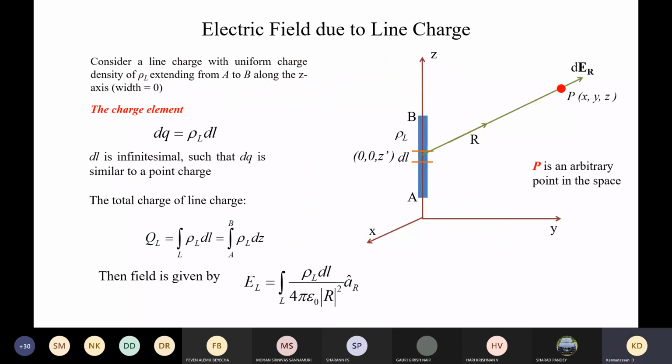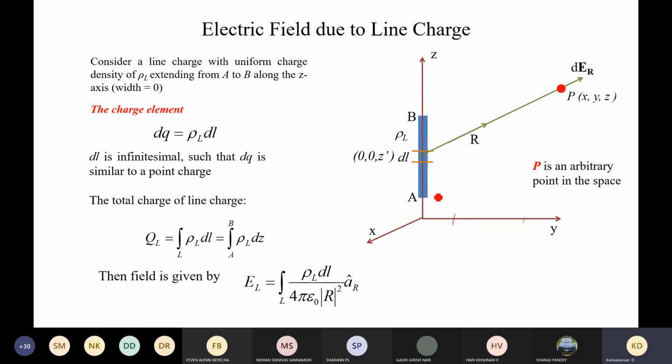The very first problem we have seen is to find the electric field due to a line charge. In this case, the line is taken at an arbitrary point. The point can be anywhere, maybe on the x-axis or y-axis, anywhere else. To avoid placing it at the origin, it is taken at a particular point A to B.